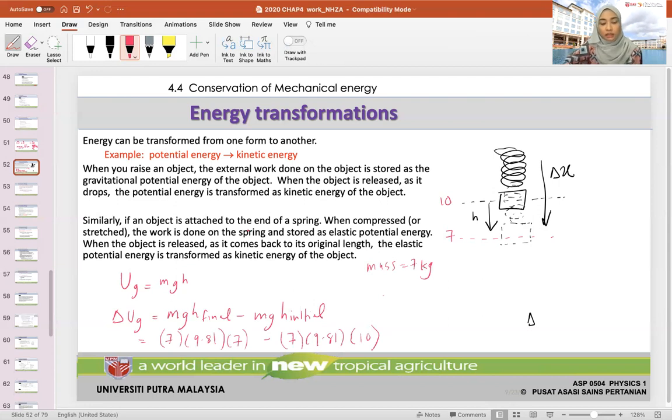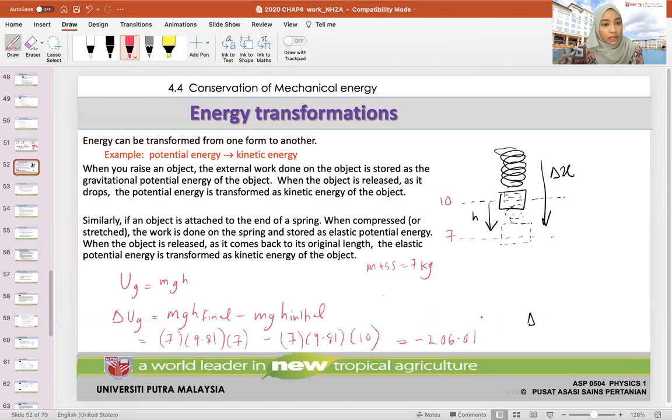So you will get a negative change in the gravitational potential energy. So this negative change, where does it go? Need to calculate. So 7 times 9.81 times 7 minus 10. So I would have minus 206.01. So this means that the system is losing energy.